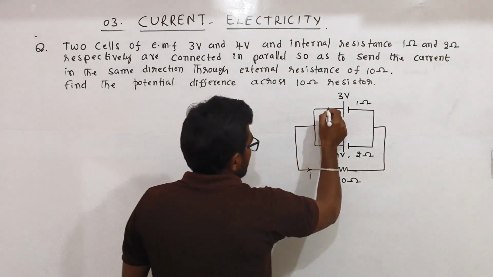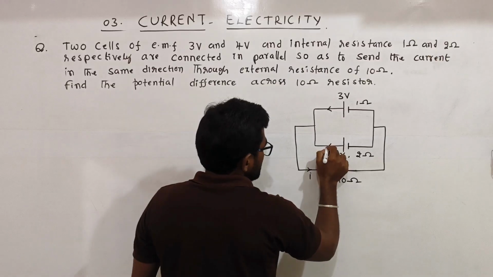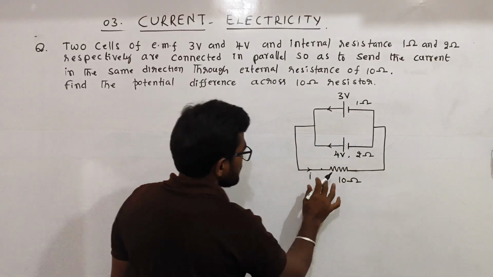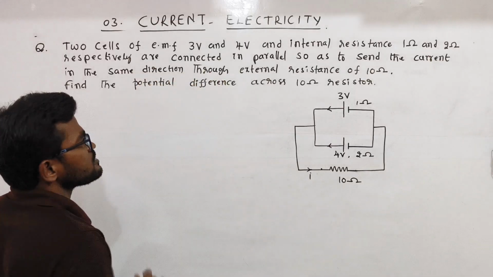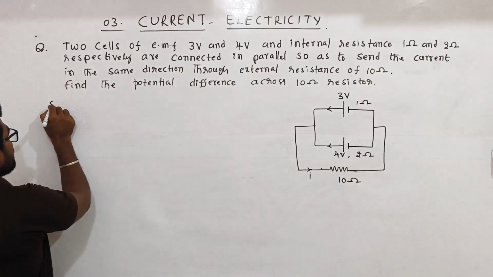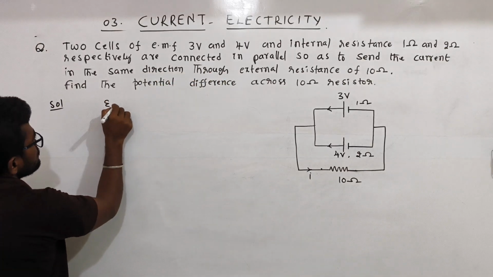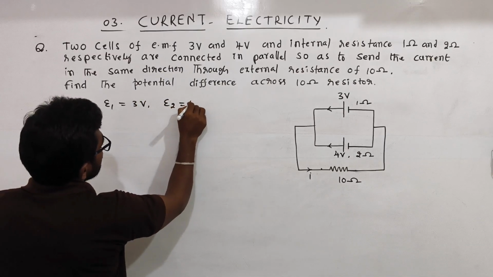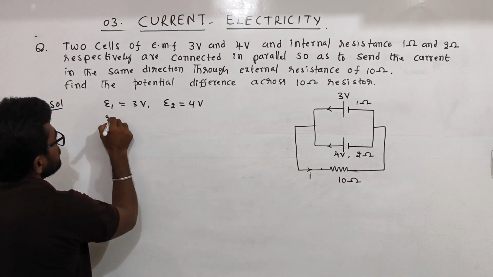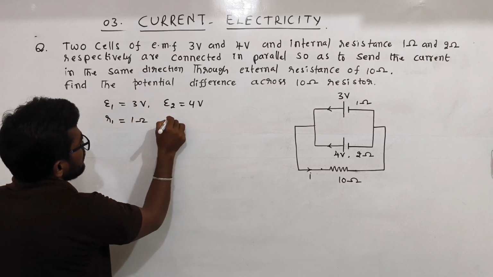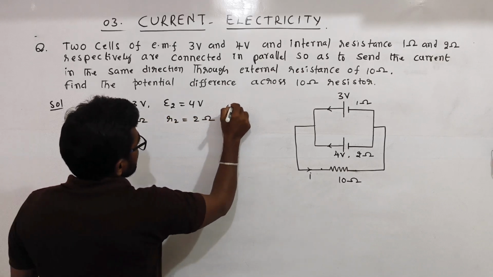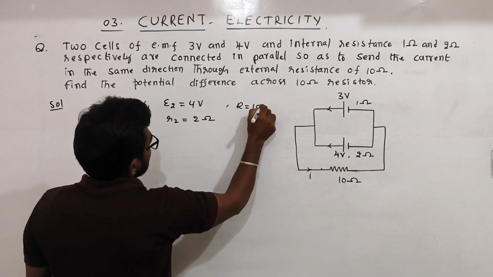So this cell sends a current in this direction, this cell sends a current in this direction, these two cells send the current in the same direction through the 10 ohm resistor. They given that condition in the question. Let us say E1 is equal to 3 volt and E2 is equal to 4 volt. R1 is equal to 1 ohm and R2 is equal to 2 ohm. And external resistor capital R is equal to 10 ohm.